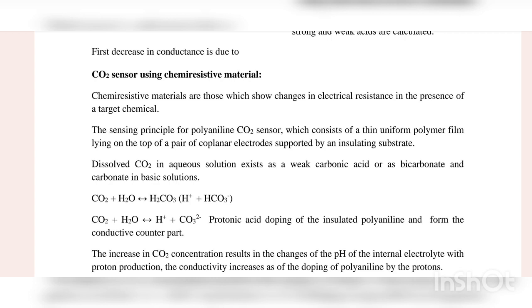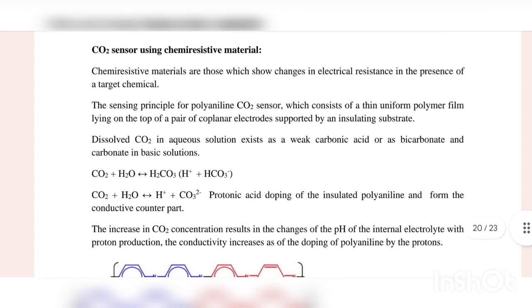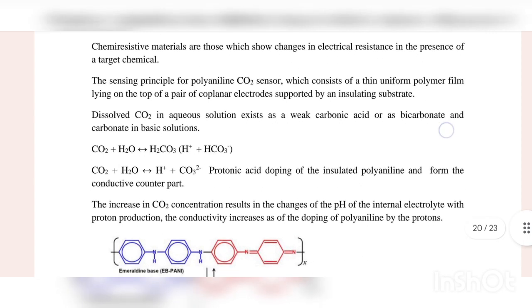So the carbon dioxide is first dissolved in water. Dissolved carbon dioxide in aqueous solution generally exists as a weak carbonic acid. Carbonic acid means H2CO3. See below there is an equation: CO2 plus H2O gives H2CO3, which is carbonic acid. This carbonic acid exists either as H+ and HCO3-, or as 2H+ and CO3 2-. So in basic solutions it exists as carbonate or bicarbonate.